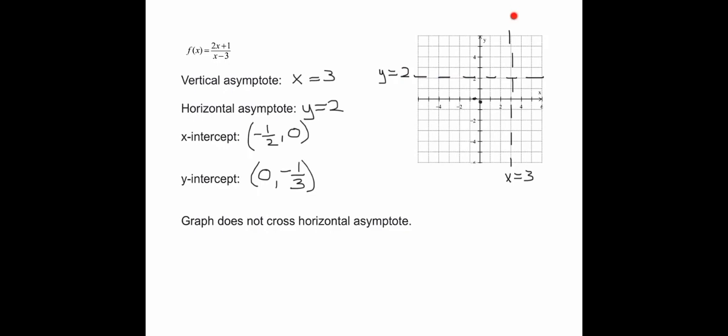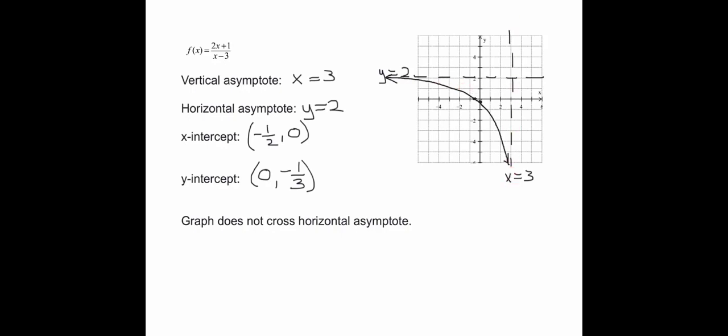My graph is going to come in, go through those two points, and then approach my vertical asymptote. So we can draw in that part of the graph. Remember, it approaches the horizontal asymptote out at negative infinity, doesn't cross, comes down through those two points and then approaches your vertical asymptote, and again doesn't cross it. So I'm very happy with what happens to the left of this vertical asymptote. But now I've got to figure out what happens on this side.